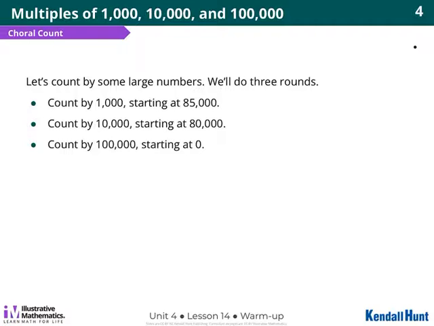All right. Now we're going to count by 100,000, starting at 0. How high are we going? All right. 0, 100,000, 200,000, 300,000, 400,000. Stop. Good job. Oh, it said to stop at 400,000, so we're stopping at 400,000.